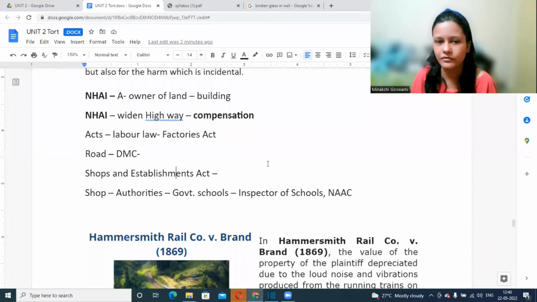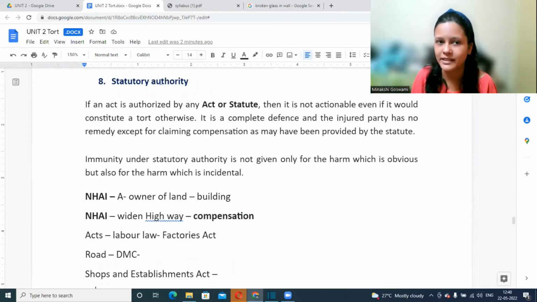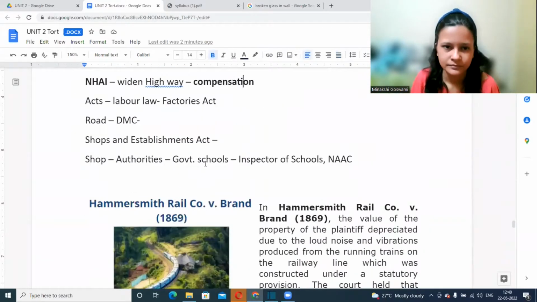In the same way, for government schools, inspectors of schools are appointed. They would also enter the school and do the same sort of investigation: whether teachers are there or not, whether classes are going on or not, everything. For universities, we have NAAC, right? Like that, all these different authorities are established under statutes, okay?